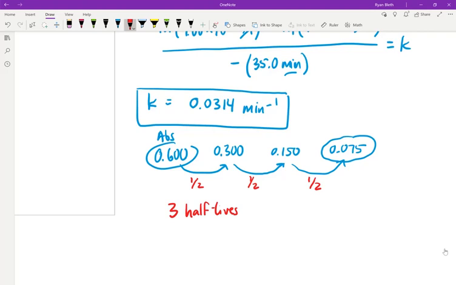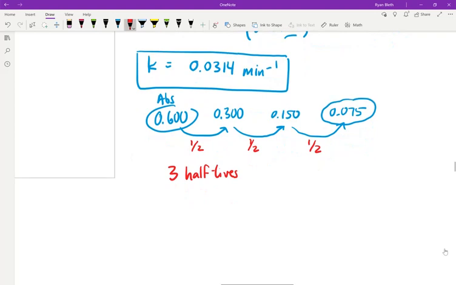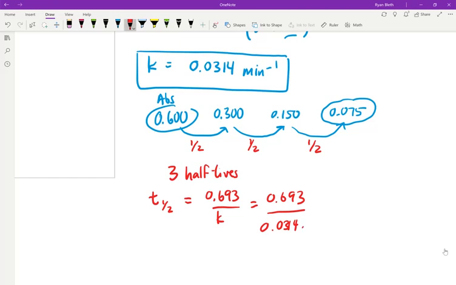Now, do I know what the half-life is? I don't know it yet, but I can get it very quickly. And that's the other equation on my formula sheet. Half-life for a first-order reaction is 0.693 over k. That's right off my formula sheet. So that's 0.693 over the k value that we found earlier, 0.0314 minutes to the -1. If I punch that in my calculator, my half-life will come out to be just a little under 22.1 minutes.